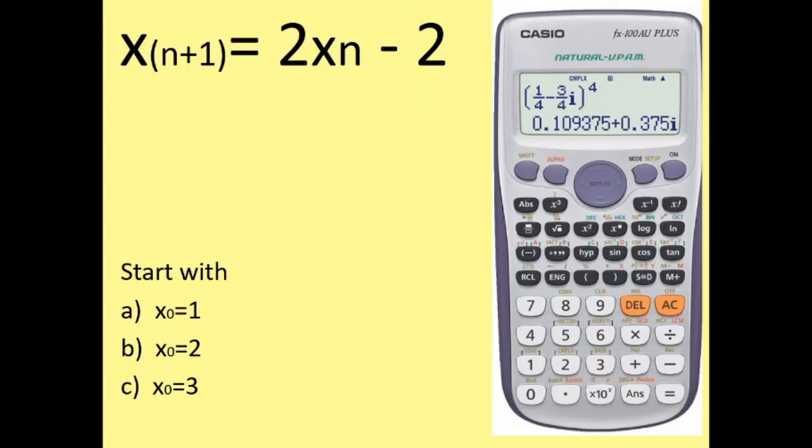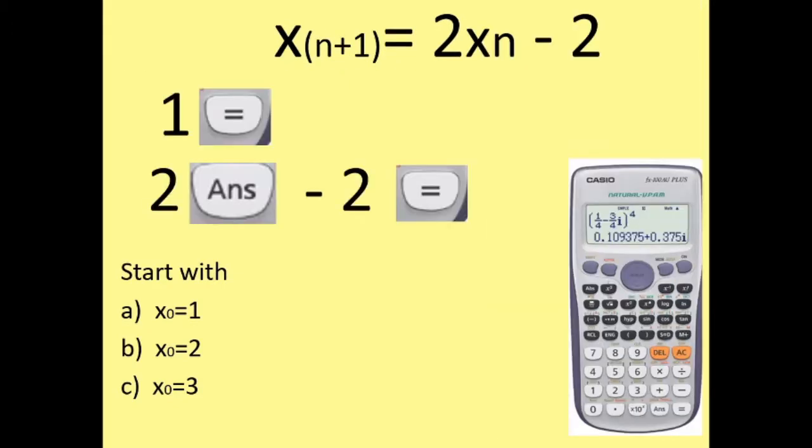So start with 1, times it by 2 minus 2, and do it over and over and over again. Now your calculator can help you out. Your calculator is really good. It's really smart at doing this. If I wanted to start with 1, I'll put 1 equals. And do it with me. So 1 equals. You've told your calculator to store 1 in its memory. And every time you press answer now, it'll bring that answer back. So I'm going to put 2 times my answer minus 2.